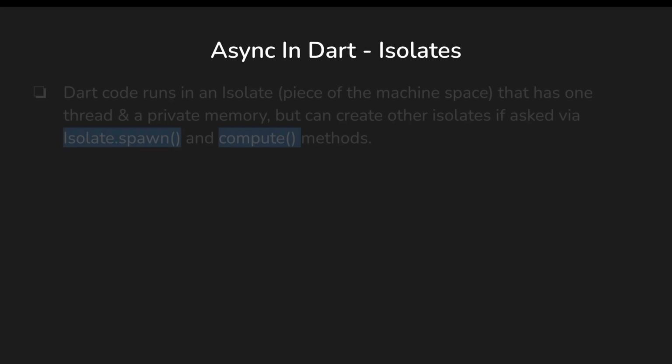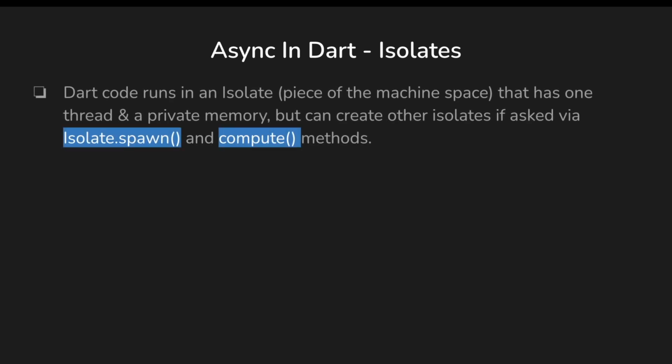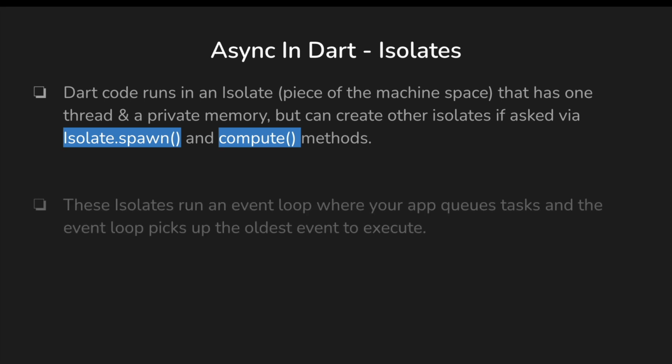Flutter code runs in an isolate, which is a piece of the machine space, and each isolate has one thread and a private memory. You can create other isolates if asked, using isolate spawn and compute, and this would take care of extremely heavy computational tasks. These isolates do not share memory.